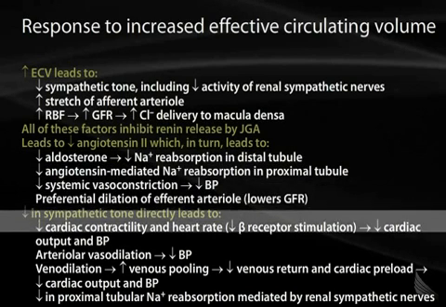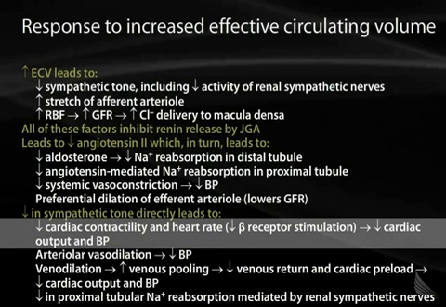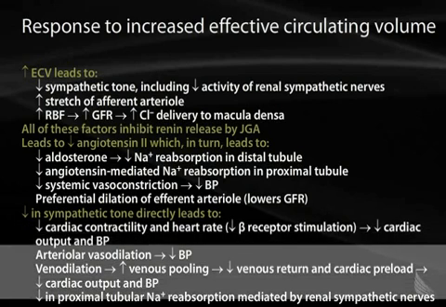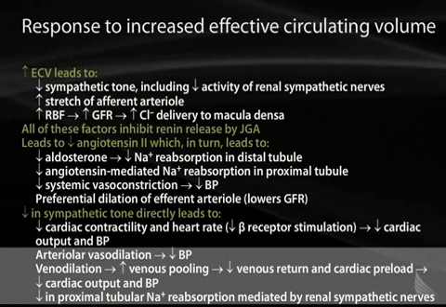Also, sympathetic tone falling leads to decreased cardiac contractility and heart rate and a decrease in cardiac output. There is more vasodilatation, blood pressure falls, there's more venodilatation, there's more venous pooling, and a decrease in cardiac preload. This is all an attempt to decrease effective circulating volume to maintain this parameter in a fixed range.